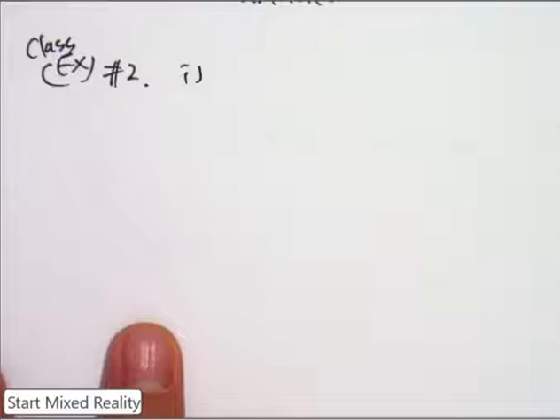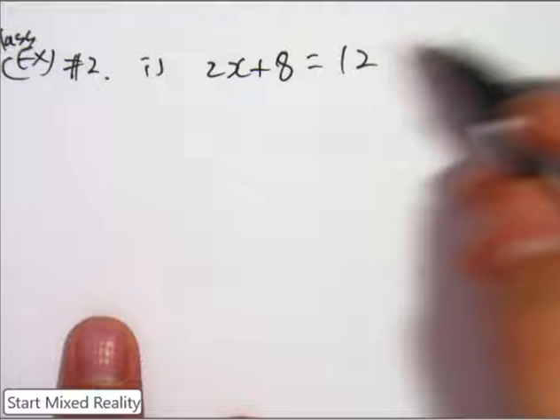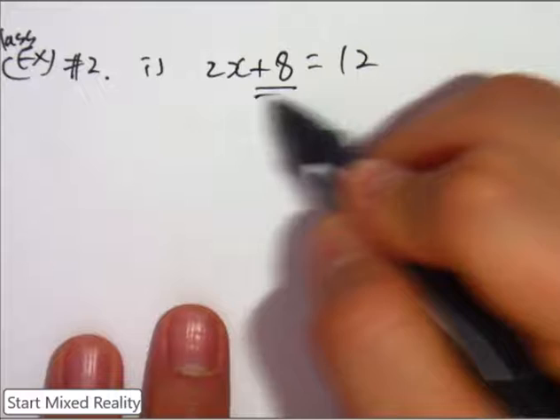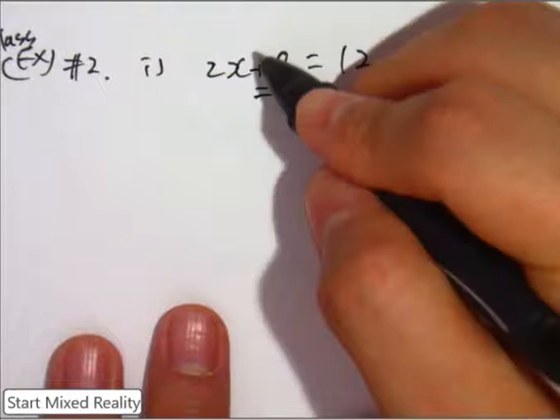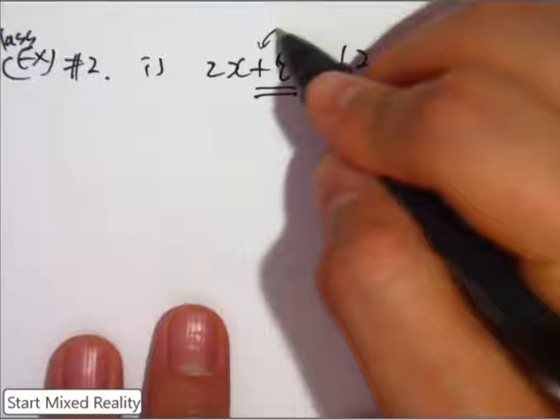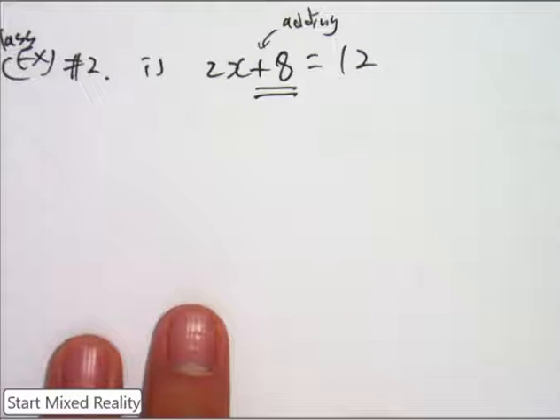So, class example number 2. I believe the previous example that we had was this. It's the same example as the previous page, but I'm gonna do it without the model and with the model. First things first, this is my variable. Right now we have adding going on, which means we need to do the opposite operation of adding, which is subtracting. So what you can do is plus 8, minus 8 on both sides.